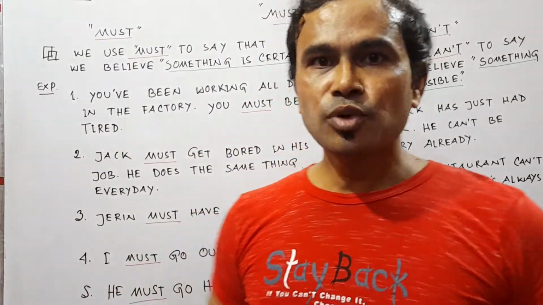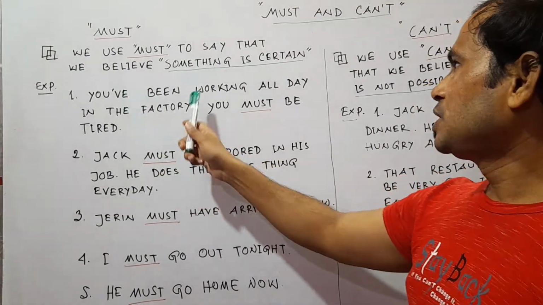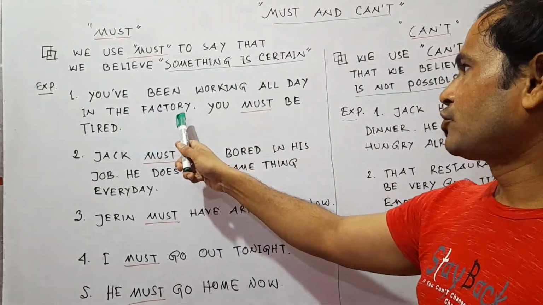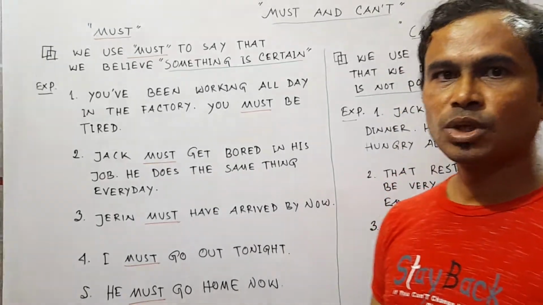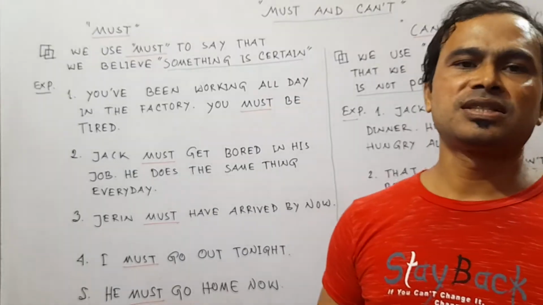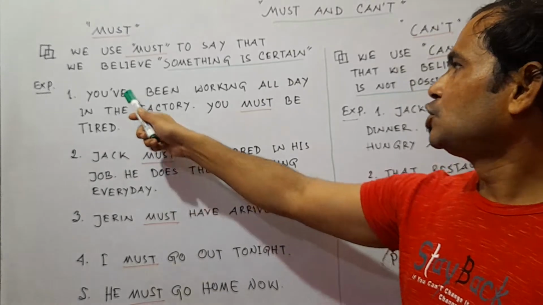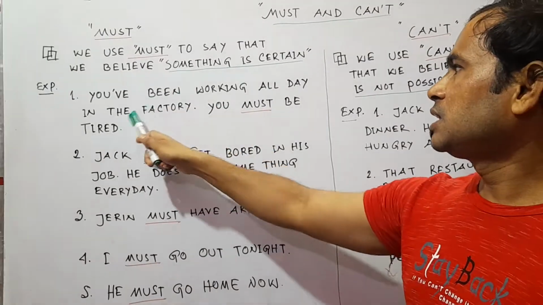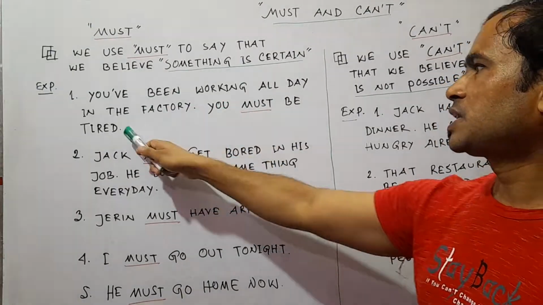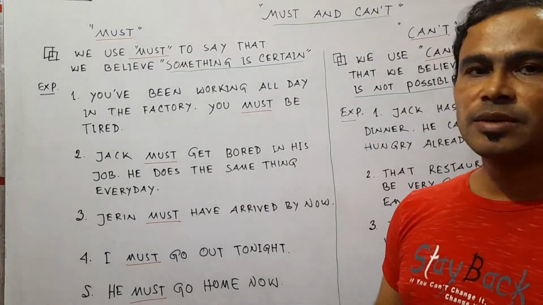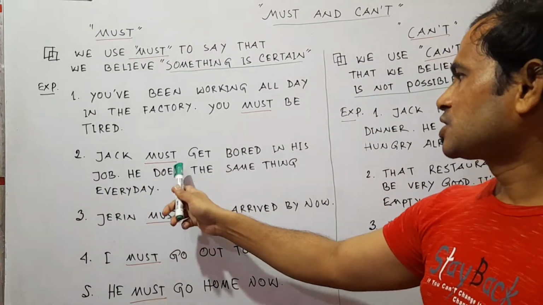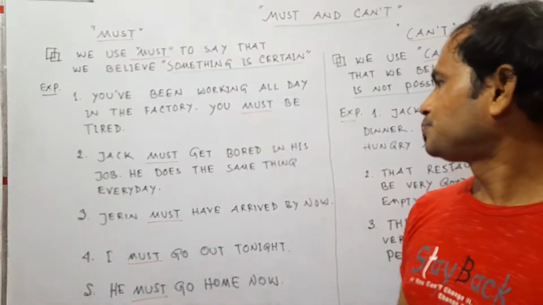So friends, here we see we use must to say that we believe something is certain. The first example is: you've been working all day in the factory. You must be tired. What does the sentence mean? We know that working is tiring and you've been working all day in the factory, that's why you must be tired.